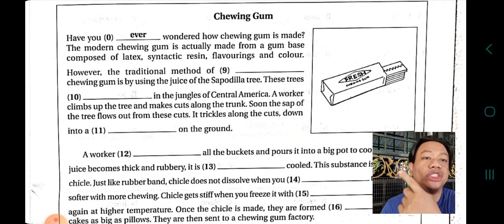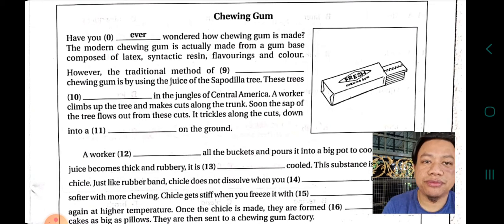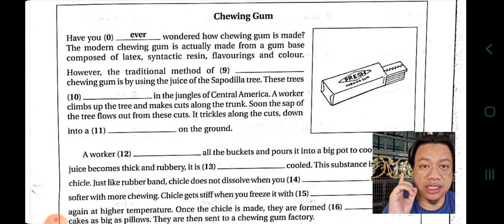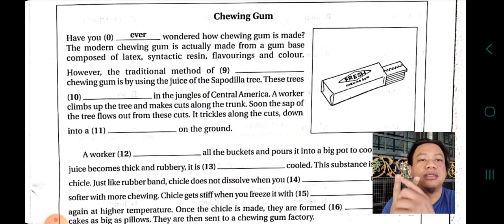So for example, look at question 9. Look at number 9. However, the traditional method of blank, meaning tempat kosong, chewing gum is by using the juice of sapodilla tree. So is there any ed there, any past tense there? Of course, no. There's no past tense there. So it is present tense. Remember, present tense. That is step number 1. Step number 2, identify whether it is singular or plural. Satu atau banyak. Singular means satu, plural means banyak.